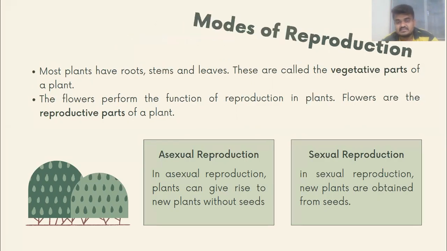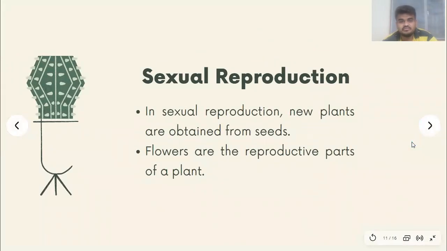In the last lecture, we studied about sexual reproduction, in which we studied about stamen and pistil also. In sexual reproduction, new plants are obtained from seeds. This is the definition we have studied: flowers are the reproductive part of a plant. Let me recollect the example of the mango tree we have given for these reproductive parts.